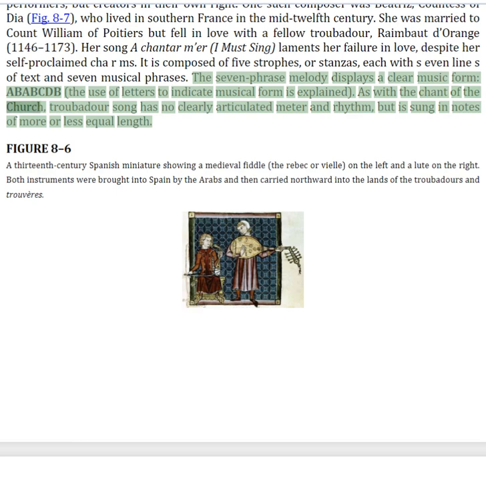As with the chant of the church, troubadour song has no clearly articulated meter and rhythm, but is sung in notes of more or less equal length.